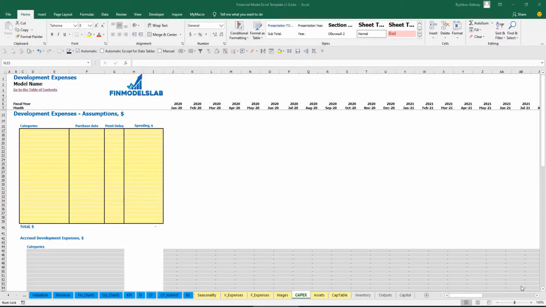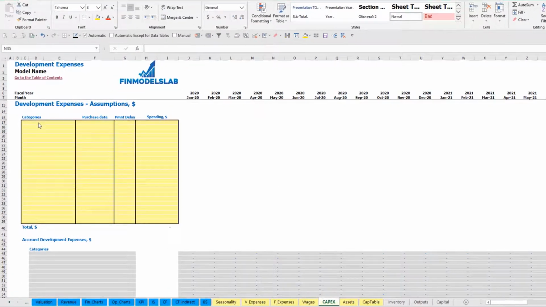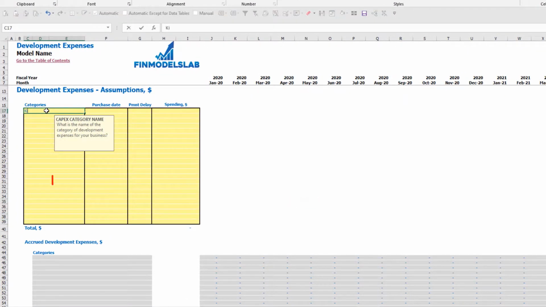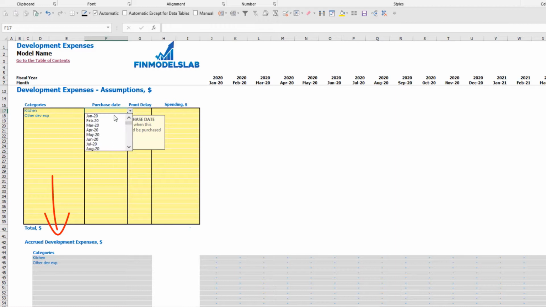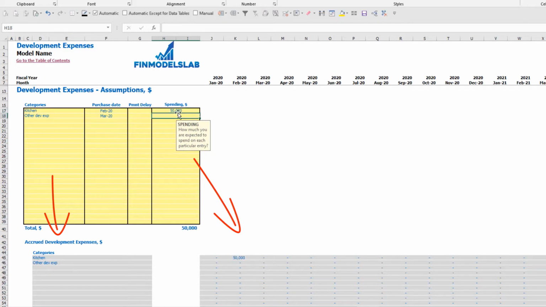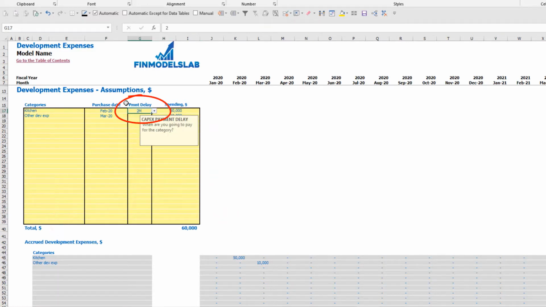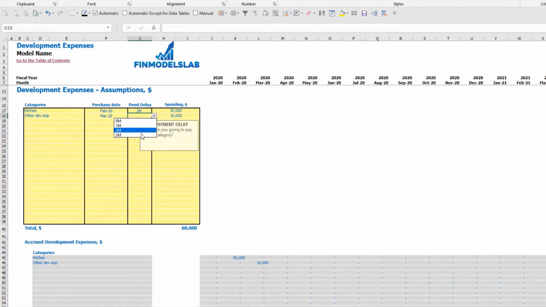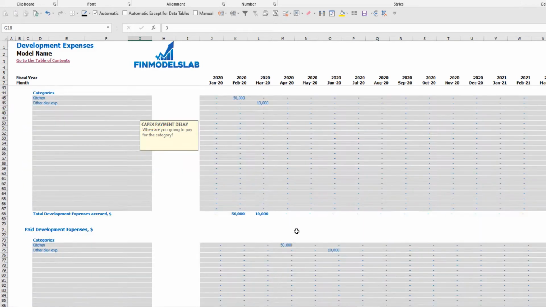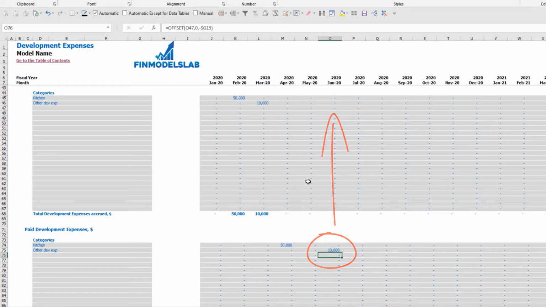You may input up to 20 development expenses categories. Let me give you a couple of real examples. For example, this will be kitchen and other development expenses. You can input purchase date for each category. For example, February and March. You can input spending, $50,000, $10,000 for example. You can also use the payment delay feature, which means that if you select for the kitchen 2 months, you will pay in April for the kitchen, and for example 3 months for other development expenses, which means that you will pay for it in June 20.